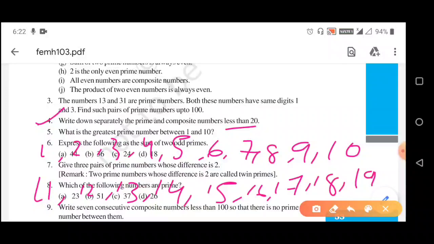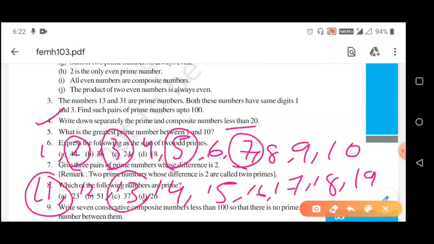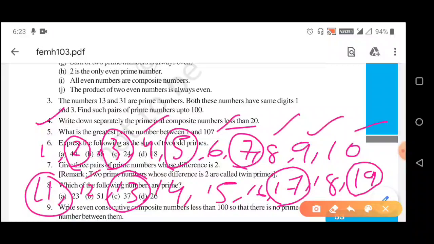Now the prime numbers, I am making a circle on that number. So 2 is the prime number, 3 is the prime number, 5 is the prime number, 7 is the prime number, 11 is the prime number, 13 is the prime number, 17 is the prime number, 19 is the prime number. Now the composite numbers are 4, 6, 8, 9, 10, 12, 14, 15, 16, 18. Here we cannot include 1 because 1 is neither prime nor composite.